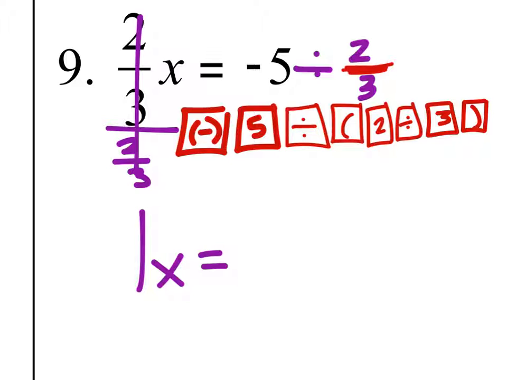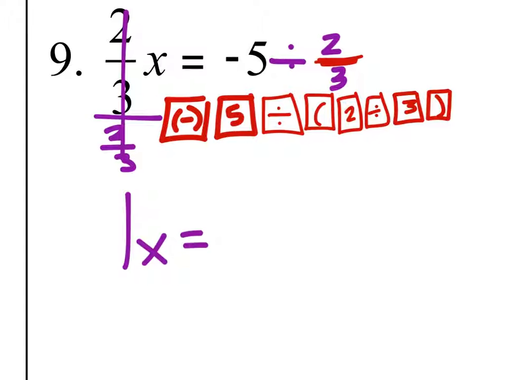Now I'm going to close that parentheses so the calculator knows that it's 2/3. And then after that, all I must do is push equal or enter. And that should give you negative 7.5.